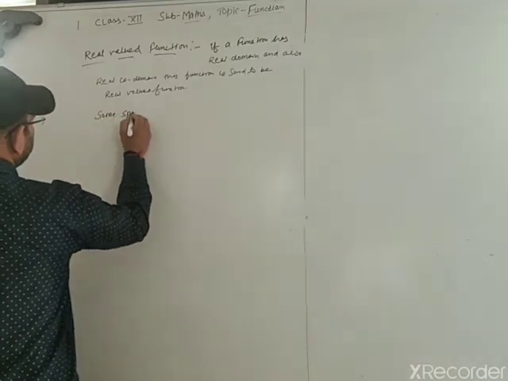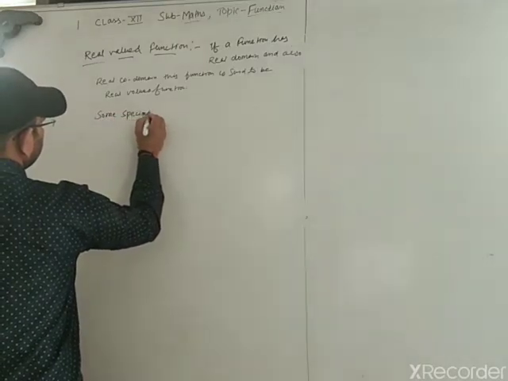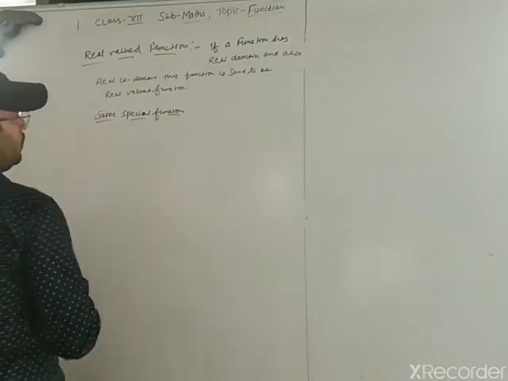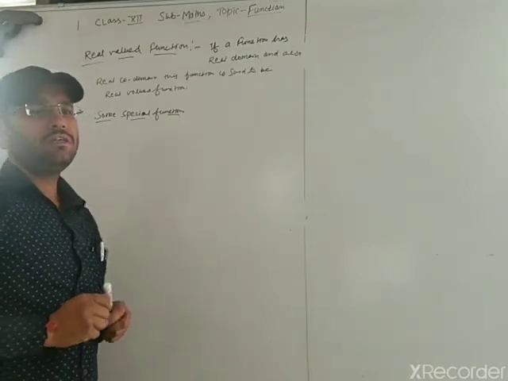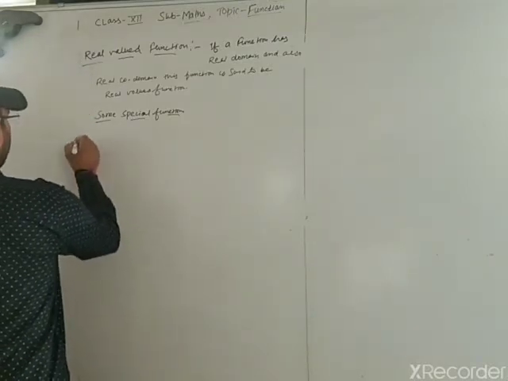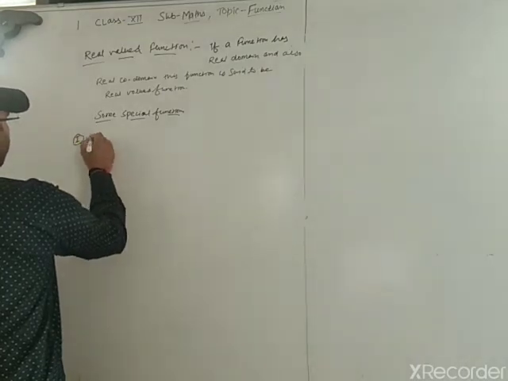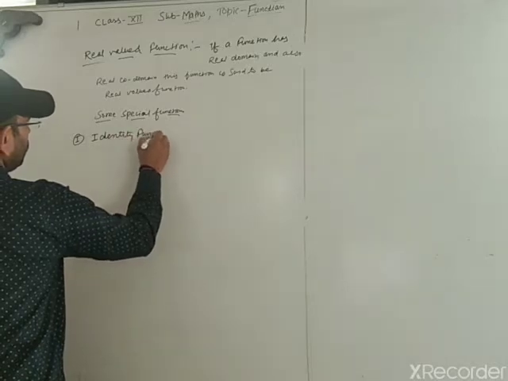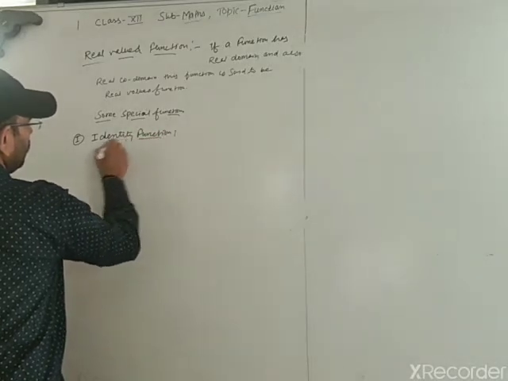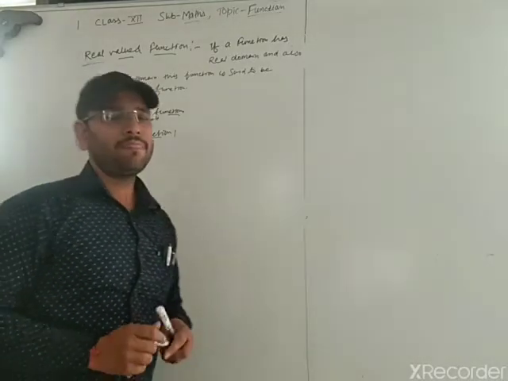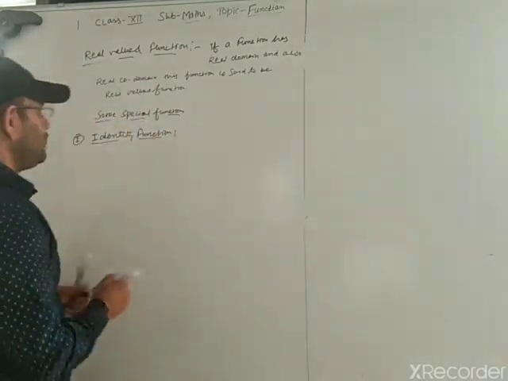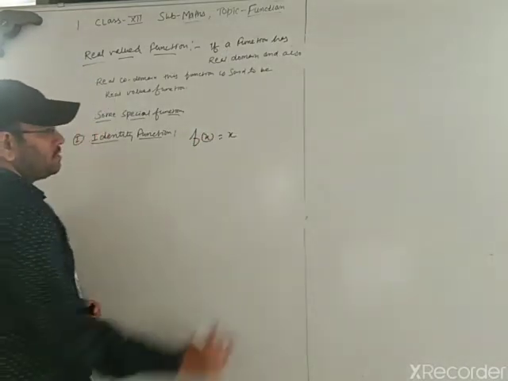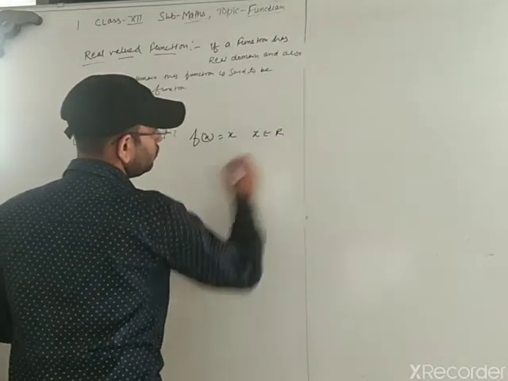In these special functions, first we'll discuss the identity function. Clear? Identity function means we can write it as f(x) = x, where x belongs to real numbers.